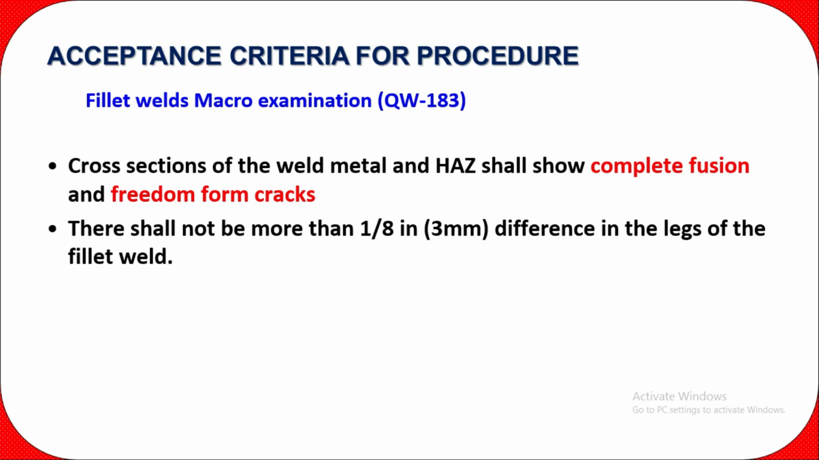There shall not be more than 3 mm difference in the legs of the fillet weld. On the two sides of the fillet weld, you have to check the leg length, and the difference should not be more than 3 mm. Means if one side is 8 mm and the other side is 5 mm, it is acceptable, within 3 mm. But if one side is 4 mm and the other side is 8 mm, then it is not acceptable. You understand my point?